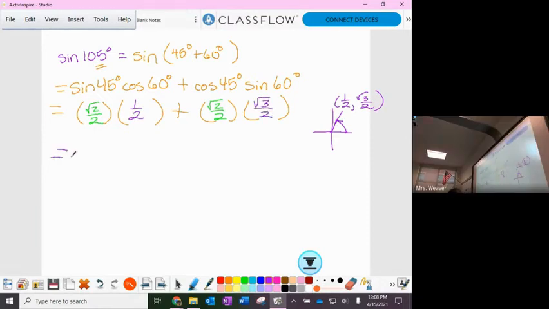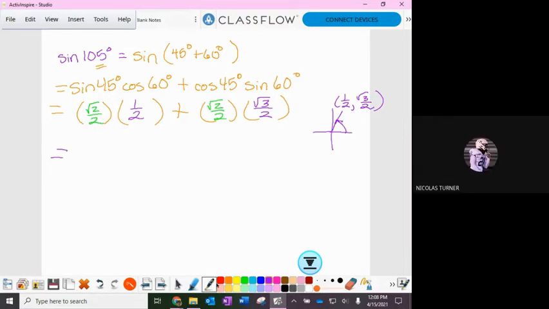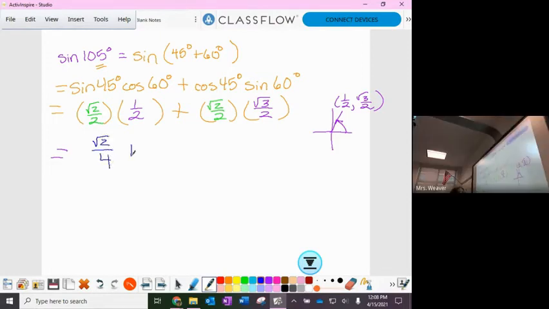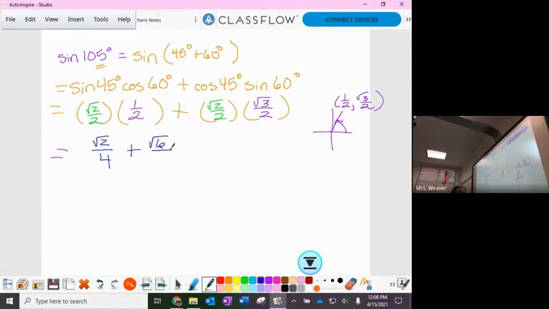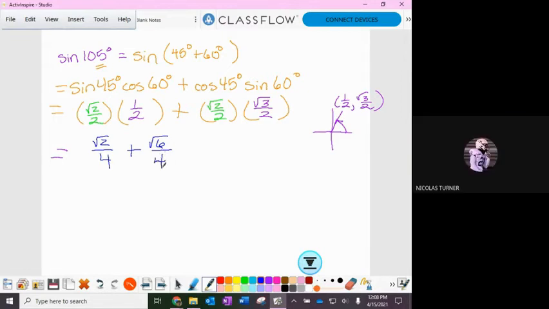Okay. And then when you multiplied that, what did you get? Root 2 over 2. No, over 4, sorry. Right. Good self-correction there. Okay. And then? It's root 6 over 2. Nope. Denominator times denominator is? Sorry, 4. My bad. I did the same thing.